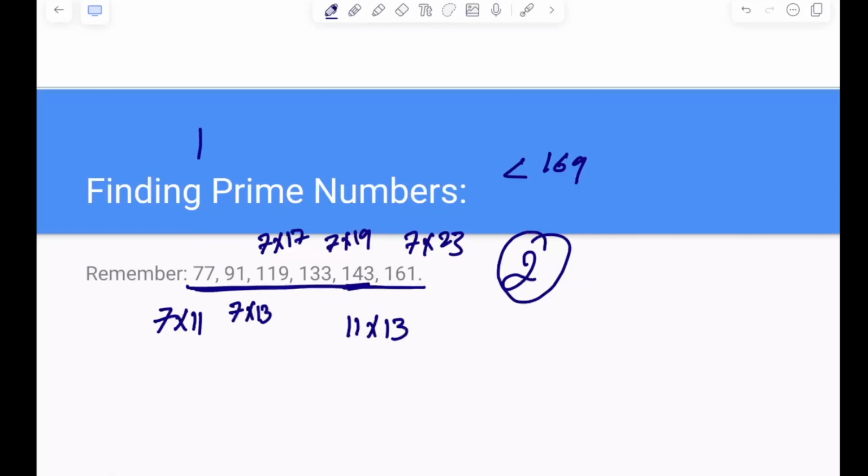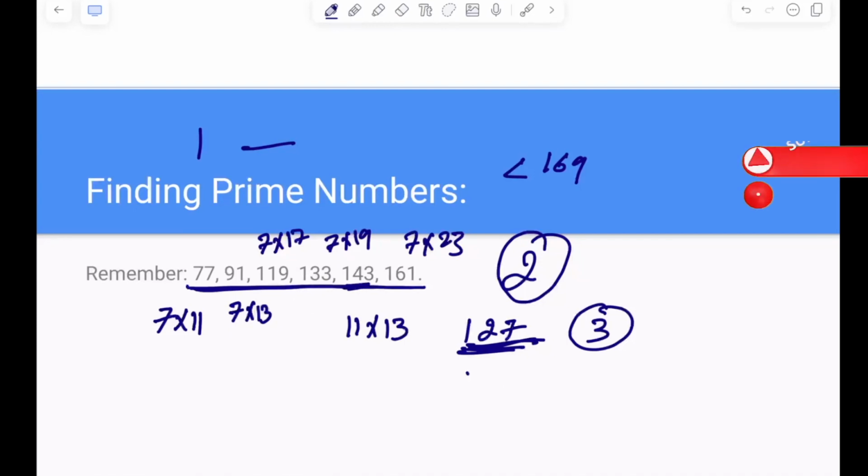So in between 1 to 169, if you want to check whether any odd number is a prime number or not, you just check whether that number is divisible by 3 or not. If it is not divisible by 3, you simply say that it is a prime number. For example, let us take 127. Whether it is divisible by 3? No. 1 plus 2 plus 7, that is 10. So 10 is not divisible by 3. So it is not divisible by 3. So 127 is a prime number.